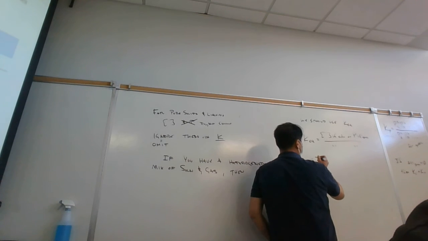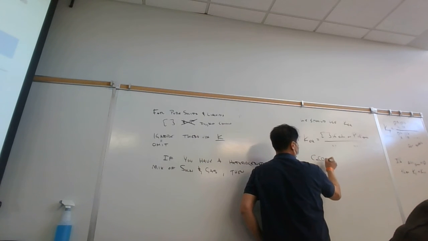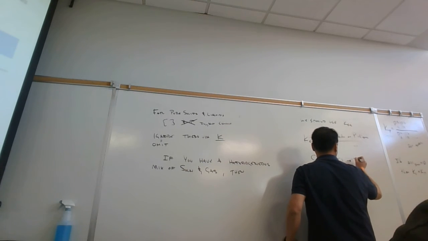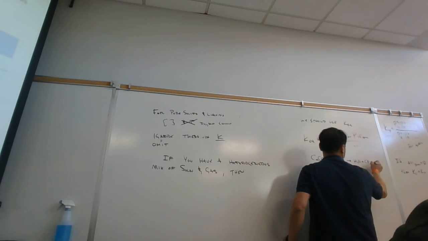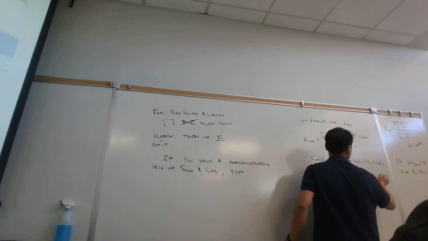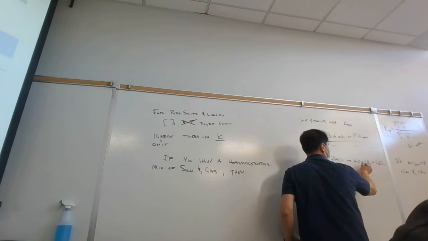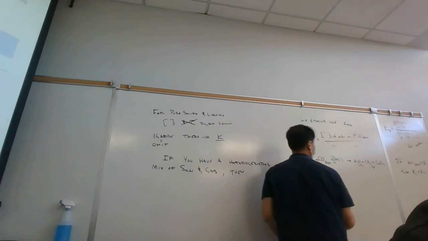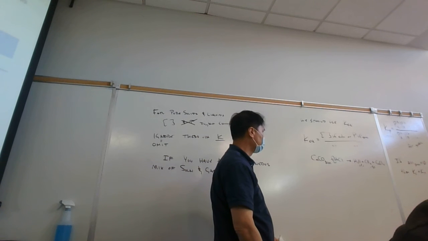And so if we're looking at something like this, calcium carbonate, solid, plus HCl, this is going to go to 2 HCl. This is going to go to H2O plus CO2 plus calcium chloride. H2O is a pure liquid. CO2 is a pure gas. Calcium chloride is a solution. And calcium carbonate is a solid.